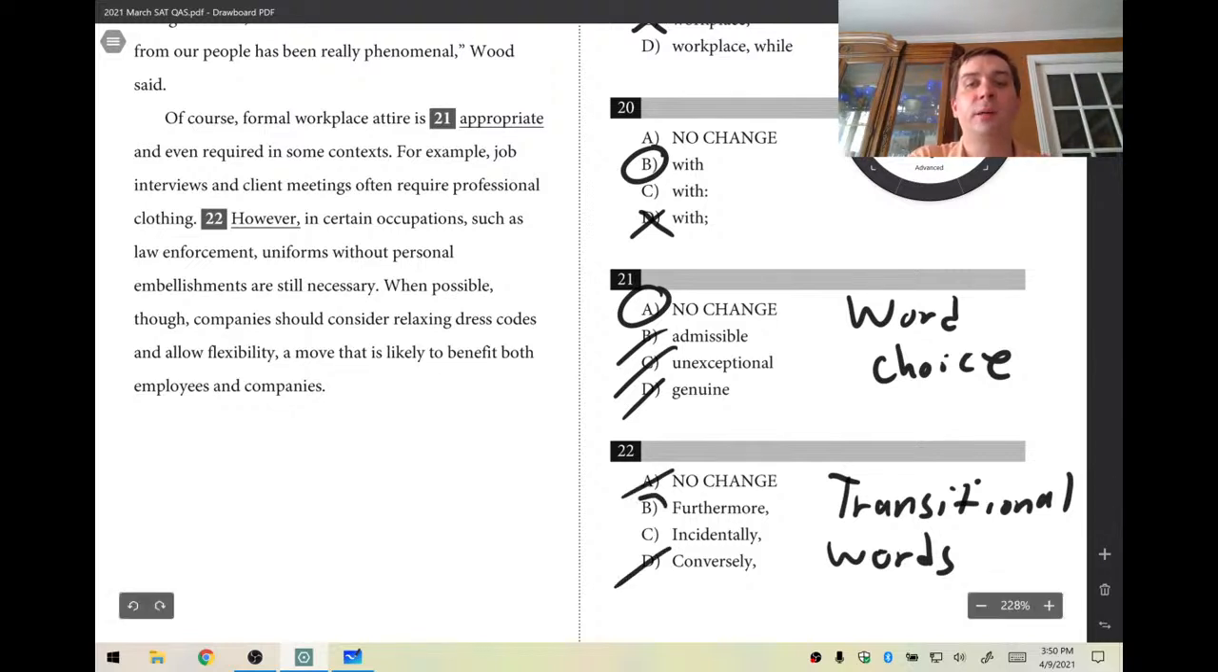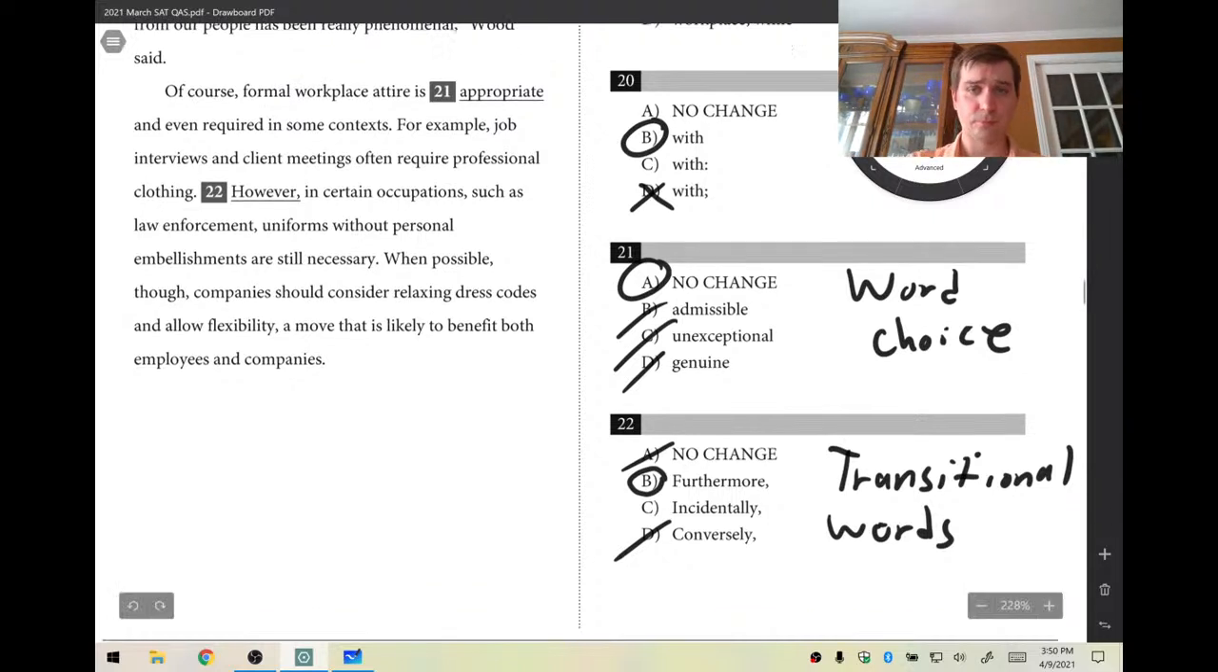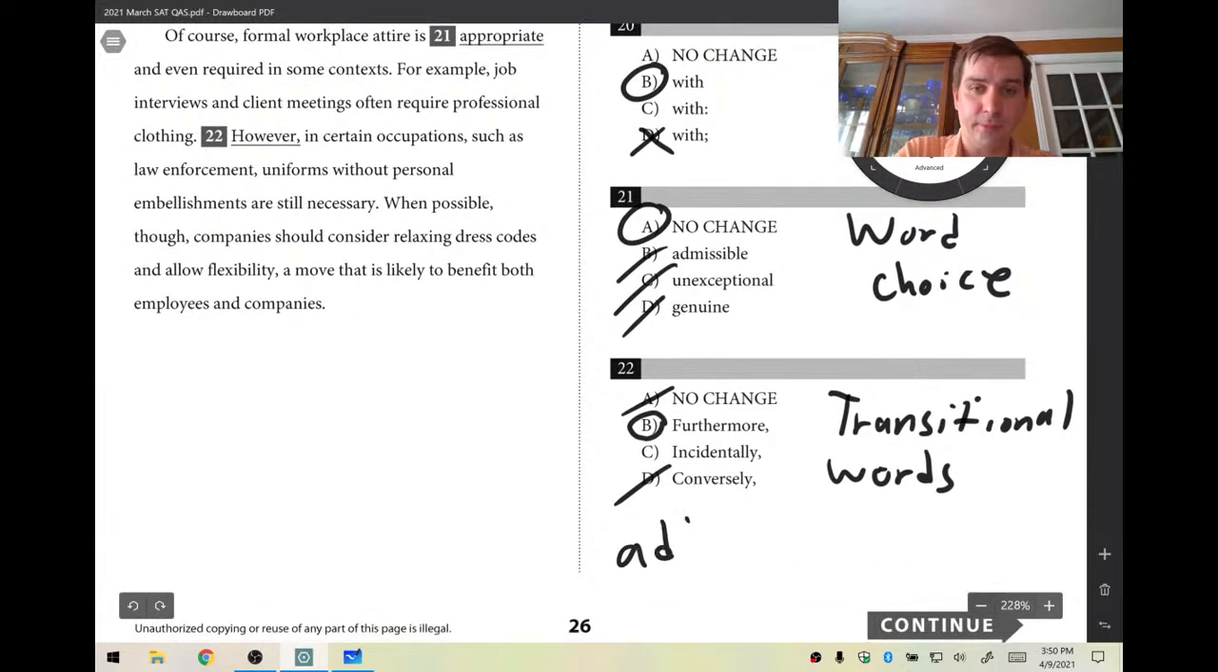We're just adding something. Furthermore, we're just adding some additional information. Furthermore, in certain occupations, such as law enforcement, uniforms without personal embellishments are still necessary. So we're not making a concession. We're not moving in the opposite direction. An adversarial transition would make no sense here. Just a nice additive transition, such as furthermore.